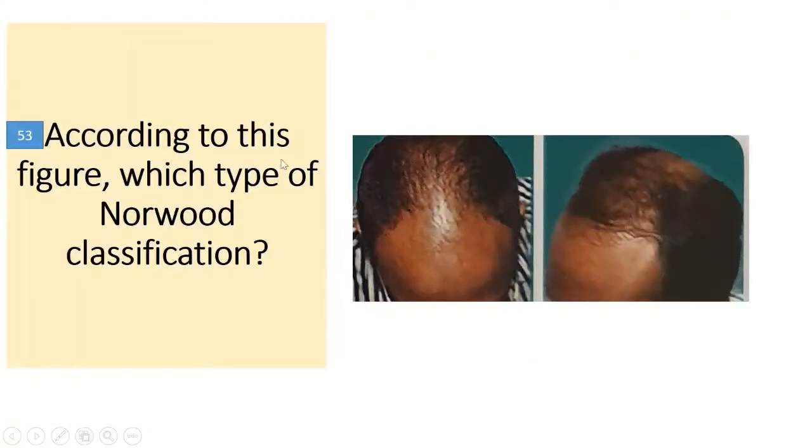And here, according to this figure, which type of Norwood classification is indicated? Here it is class 5, both vertex and anterior surface.